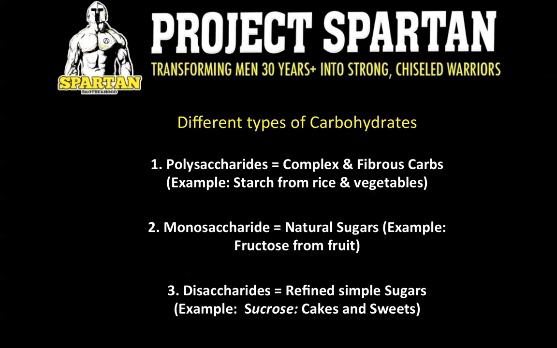Then you've got the disaccharides, which are more the refined simple sugars, like sucrose. Obviously things like cakes and sweets. Anything with oats is going to be high in sugar, so you want to really avoid them as much as possible, at least until you get pretty lean. And as I said before, this idea of a cheat day or a free day can get used a bit too freely, and we really want to get your body fat down before you reach that point.